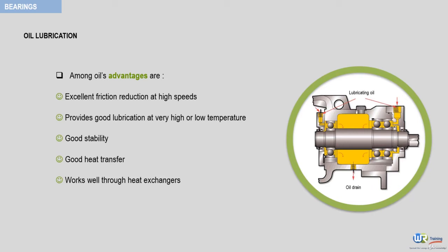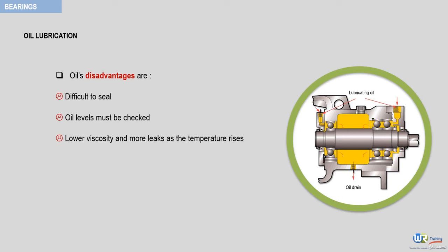There are unfortunately some disadvantages to using oil. Among them, we can list the following. First, it is difficult to seal and retain inside the bearing chamber, requiring frequent refilling. Also, oil levels must be checked with more frequency as the temperature rises. And as the temperature rises, the viscosity of the oil will decrease, which will lead to more leaks.